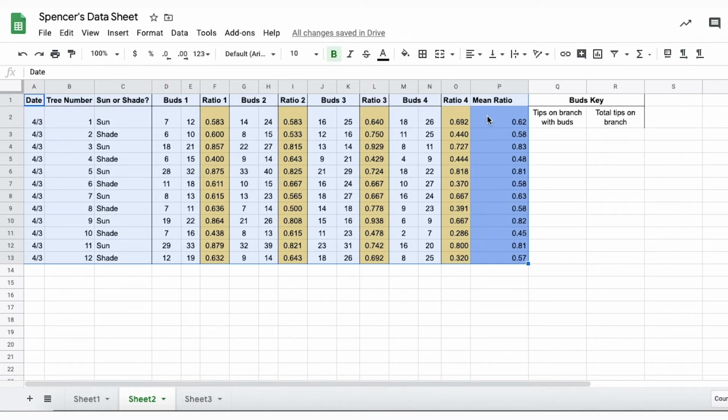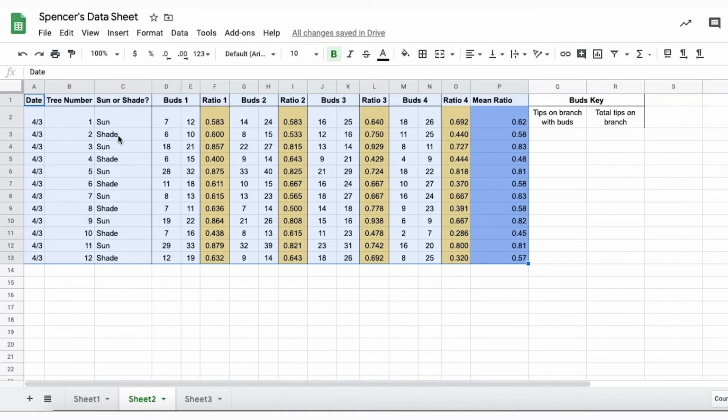The next thing I did was I took an average or a mean number of the ratio of buds to tips for each branch and put it over here in the blue. I calculated the mean by adding up all the ratios from 1, 2, 3, and 4, and then dividing by the number of numbers, which was 4. So now that I have the ratio of buds to total tips for each type of tree, I want to compare the sun versus the shady types of trees.